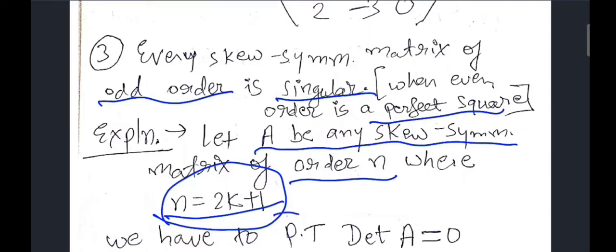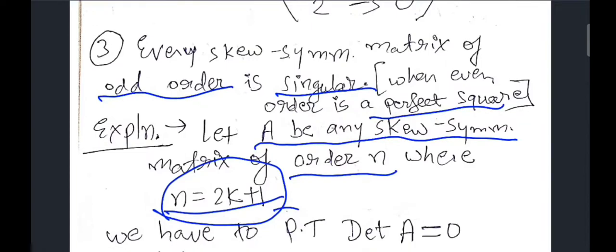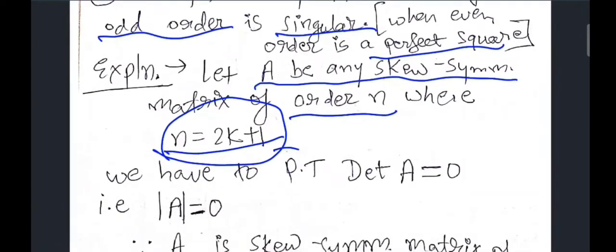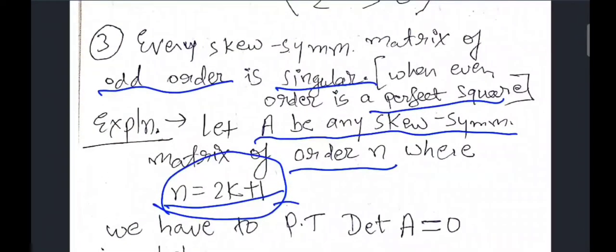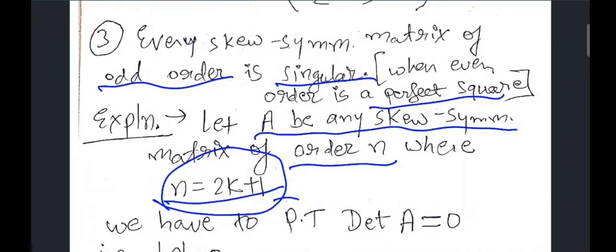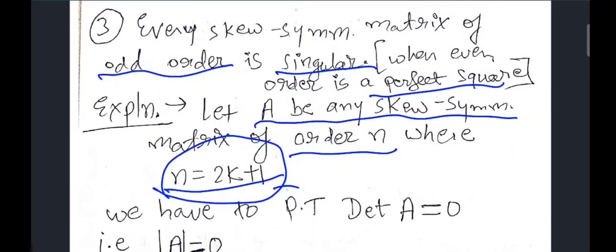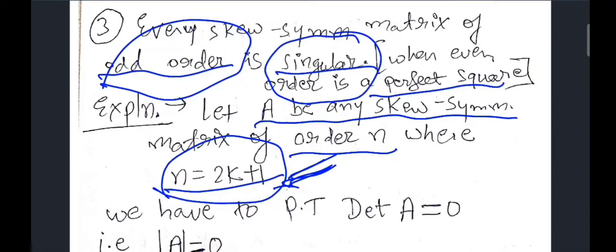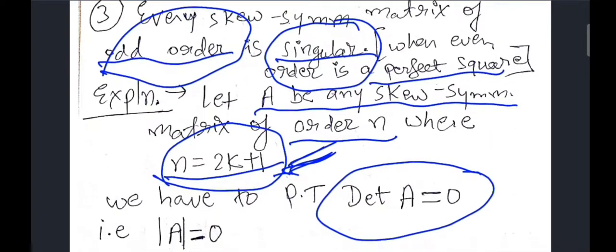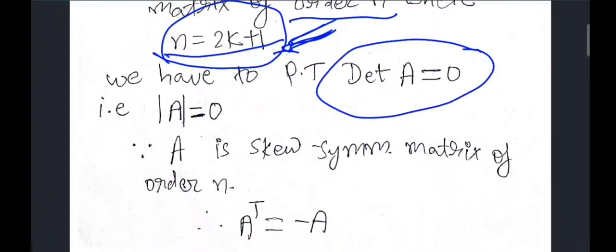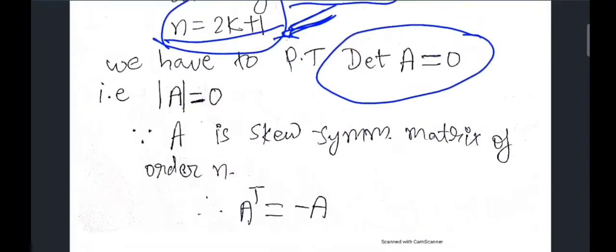Now we have to prove that determinant of A equals 0. Why do we have to prove determinant of A equals 0? Because it is given that if the order is odd, then the skew symmetric matrix is singular, and a singular matrix implies that its determinant will be equal to 0. So we have to prove whether the determinant comes out to be 0 or not.